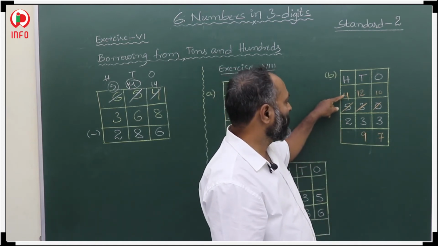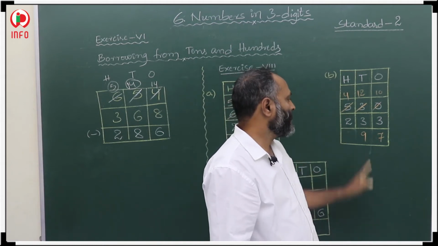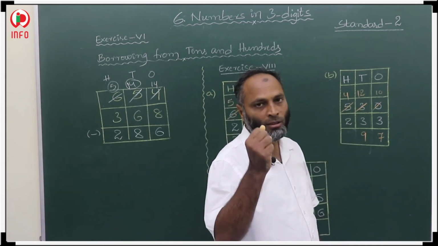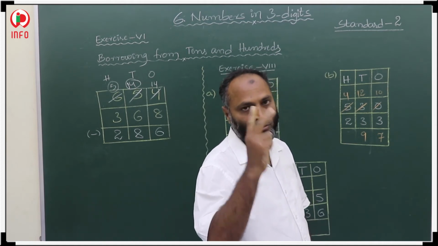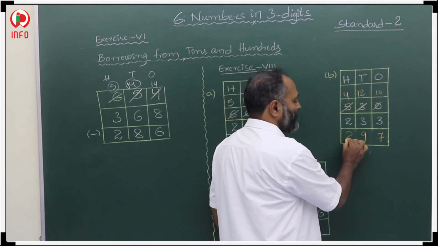Now in hundreds, 4 minus 2 means 3 to 4 we have to count. 3, 4. How many fingers? 2. So the difference is 2.